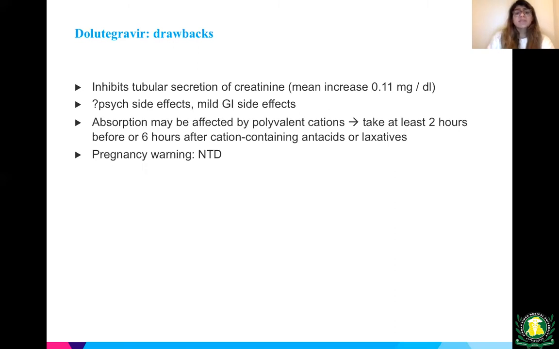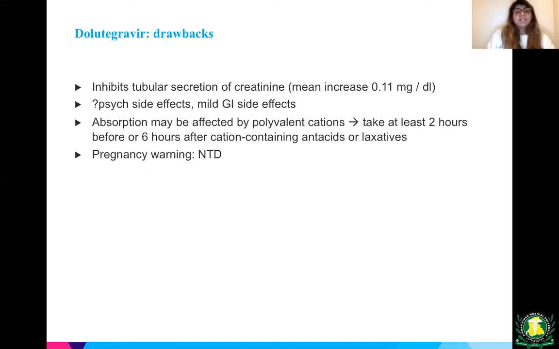Absorption may be affected by polyvalent cations, so take it at least 2 hours before or 6 hours after cation-containing antacids or laxatives. The absorption of dolutegravir is reliant on that. So you want to be cautious if your patient is taking an antacid or a laxative, and time it appropriately with their HIV medication if it includes dolutegravir.